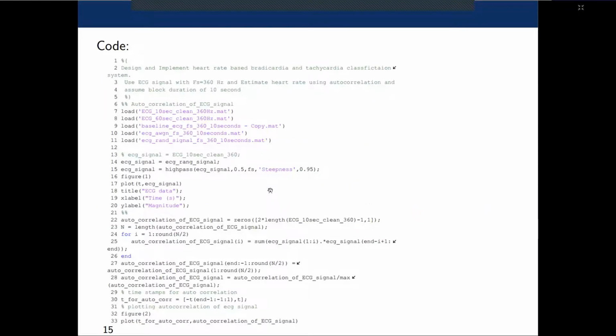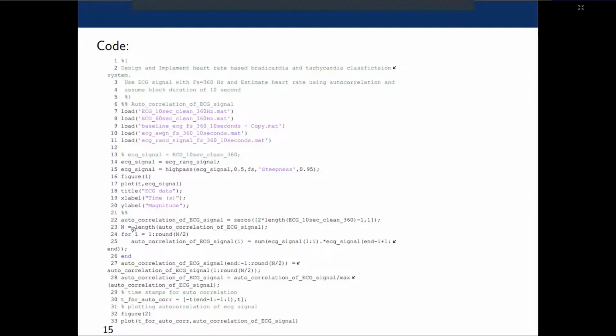Now let us analyze the code. First, we load all the necessary data. Then we pass this ECG signal through a high pass filter with a very low cutoff frequency. This is to remove any baseline variations if present in the ECG signal. This will cause issues when calculating the autocorrelation. So the baseline variations are removed.